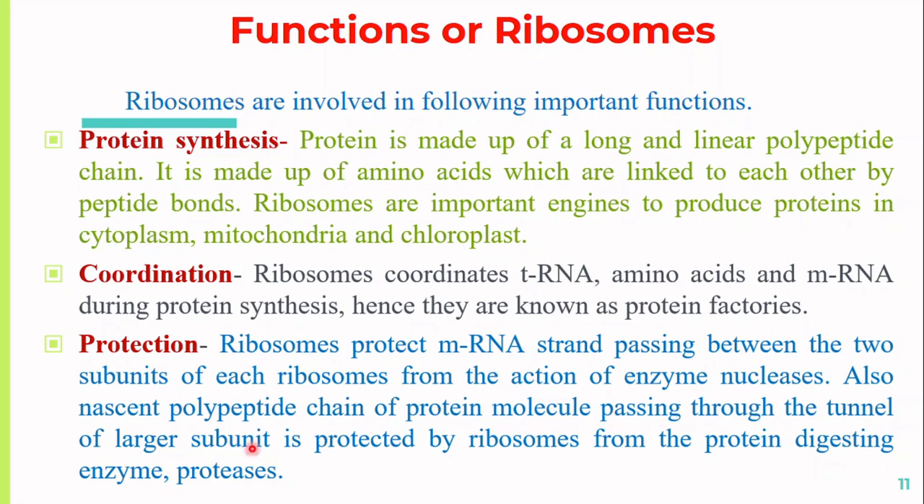There is also the nascent polypeptide chain of the protein molecule, which is newly synthesized protein, passing through the tunnel of the large subunit. It is also protected by ribosomes from the protein digesting enzyme, that is proteases, because nucleases and proteases are both present in the cell cytoplasm, and they can break down or digest RNA as well as protein. So ribosomes play a very important role of protection of this mRNA as well as protein from these two enzymes, that is nucleases and proteases. So all these are the functions of ribosomes.